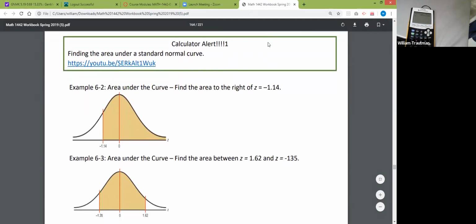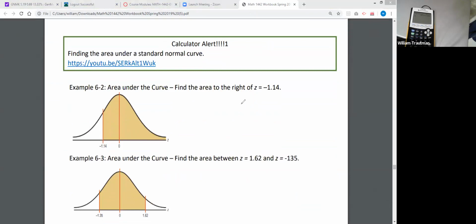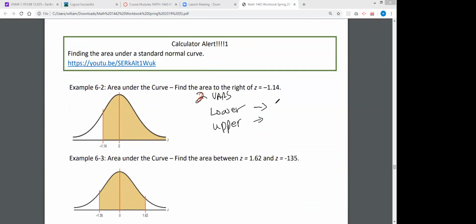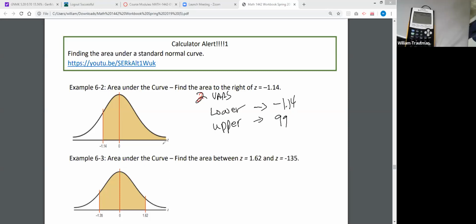All right, let's find these areas, the area under the curve. So when we go to second vars, what am I going to type into my lower? What am I going to type into my upper? Negative 1.14, and then the upper will be 99. Exactly. This is infinity. We use 99. When it goes on forever, we're going to use 99 standard deviations.